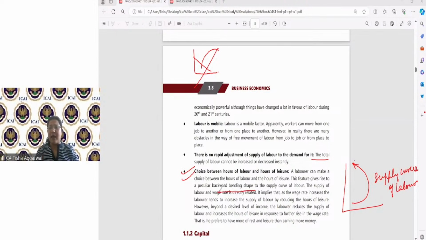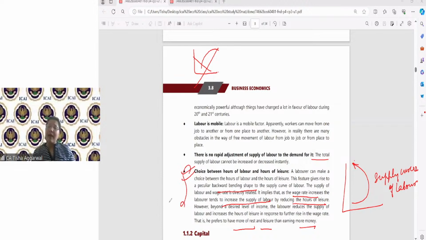It is backward bending because as the wage rate increases, the laborer tends to increase the supply of labor by reducing the hours of leisure. But you know what eventually happens? After a time wherein he has earned a lot of money, he says that now I require rest and leisure rather than earning more money.